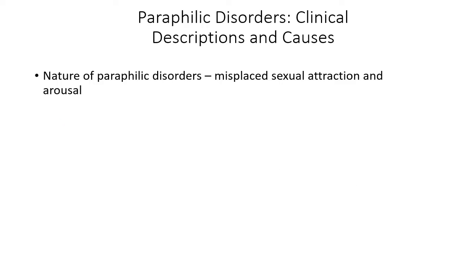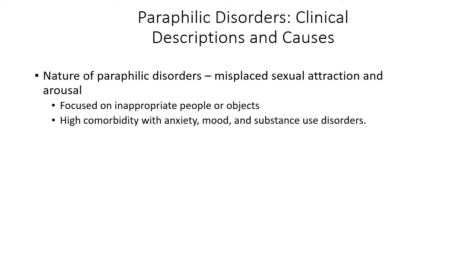Okay, so this is a DSM-5 clinical description for paraphilic disorders. A paraphilic disorder, or a paraphilia, is a misplaced sexual attraction or arousal. It can be focused on inappropriate people or inappropriate objects, and it has a high comorbidity with anxiety, mood, and substance use disorders. So again, a paraphilic disorder is misplaced sexual attraction or arousal directed towards inappropriate people or objects.